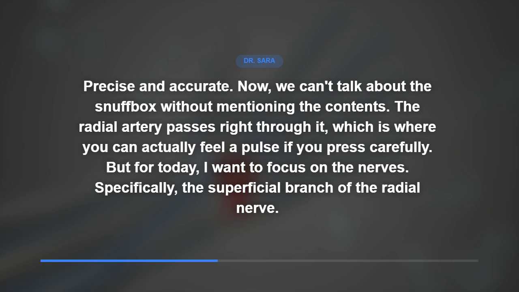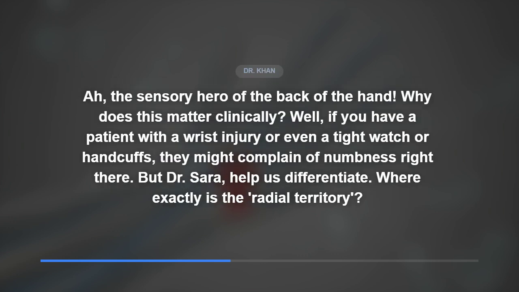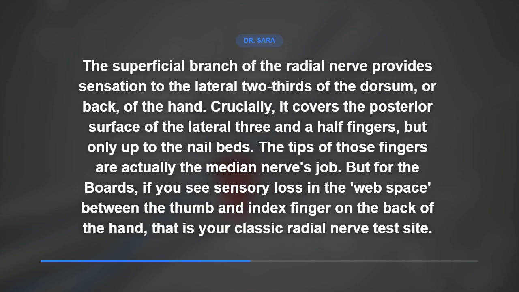Now, we can't talk about the snuffbox without mentioning the contents. The radial artery passes right through it, which is where you can actually feel a pulse if you press carefully. But for today, I want to focus on the nerves, specifically the superficial branch of the radial nerve. The sensory hero of the back of the hand. Why does this matter clinically? Well, if you have a patient with a wrist injury or even a tight watch or handcuffs, they might complain of numbness right there. But Dr. Sarah, help us differentiate. Where exactly is the radial territory?